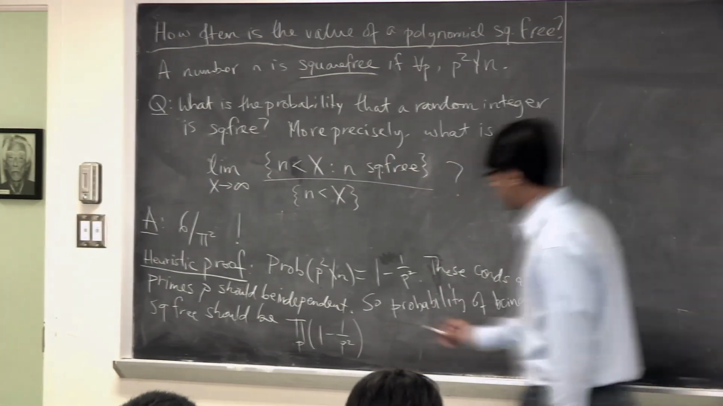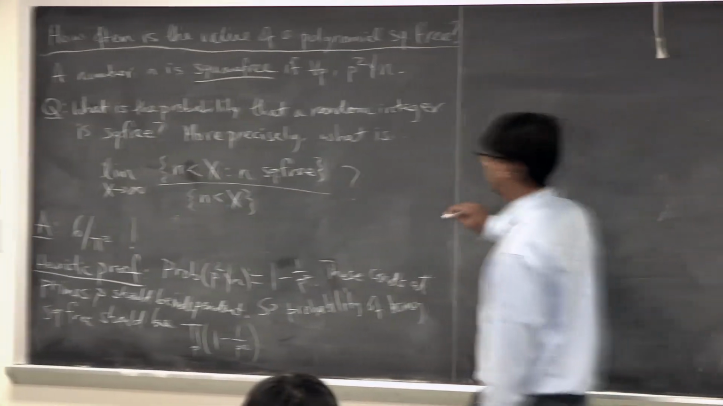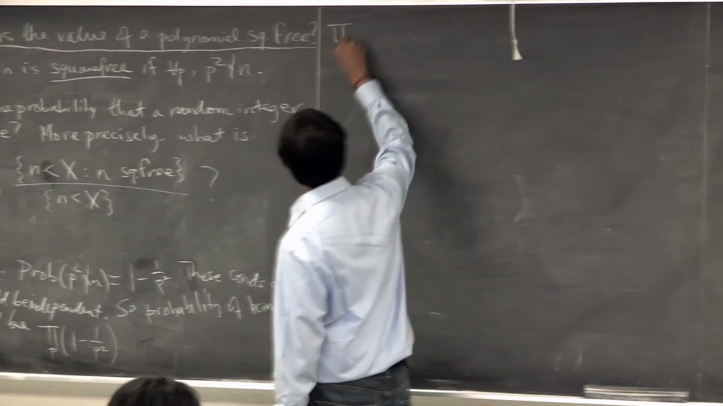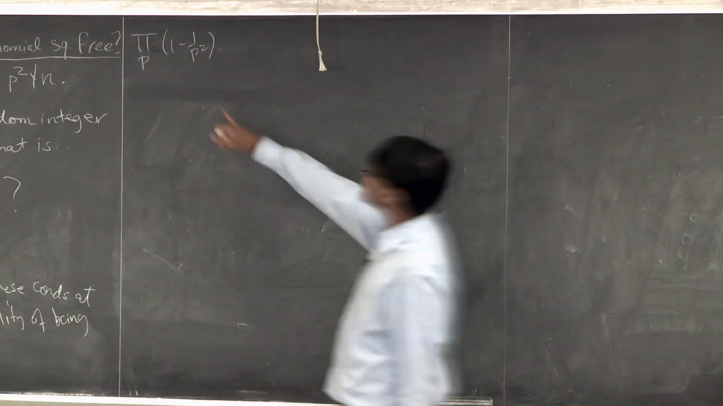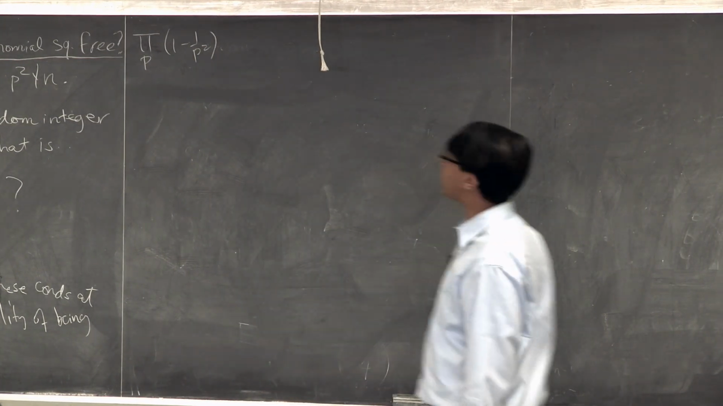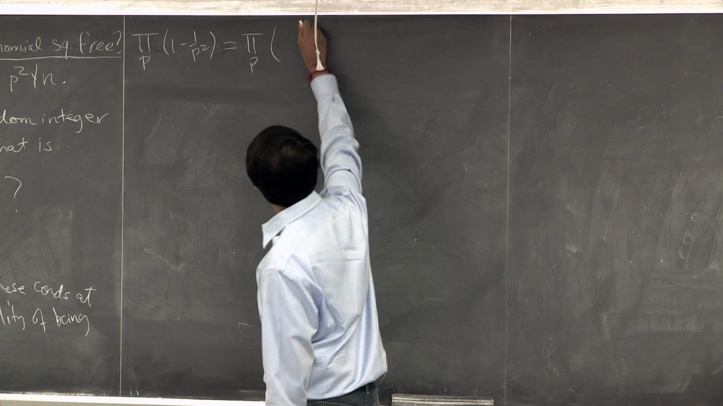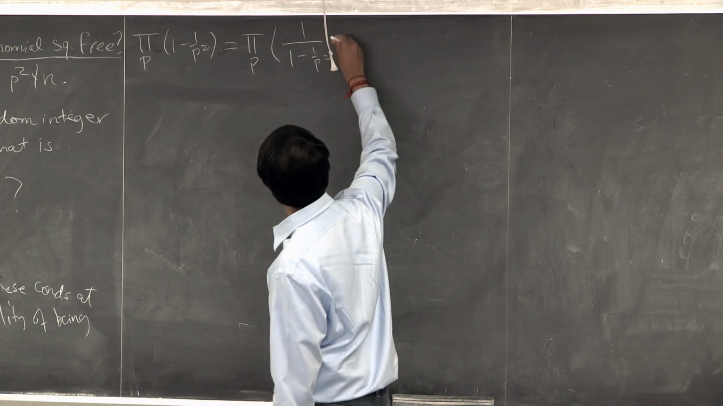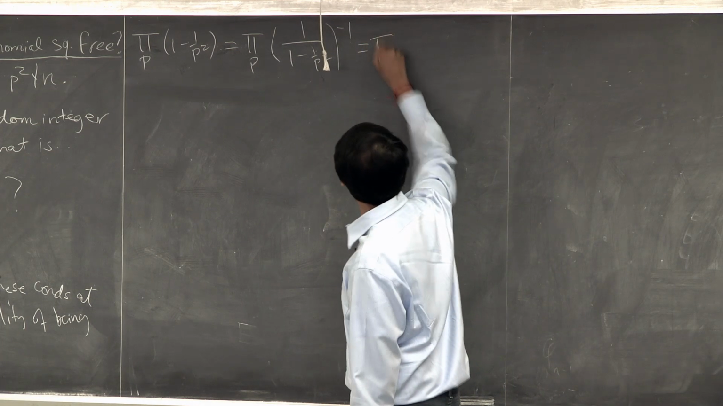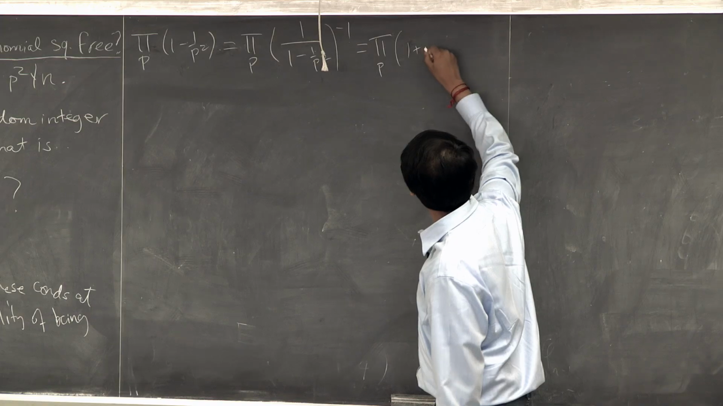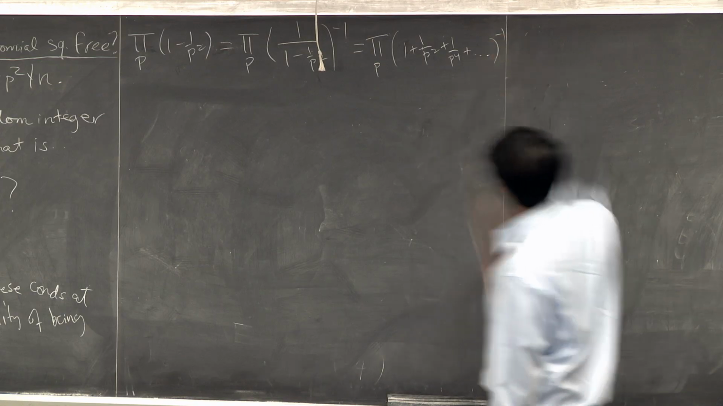And so how do you evaluate that? Well, product over all p of 1 minus 1 over p squared, that should be the probability that you're square-free, because each one is telling you the probability of being square-free at that prime. And then all the primes are independent. And to evaluate this, well, you can think of this as being 1 minus 1 over p squared inverse. And then this is the formula for an infinite series. So we can write this as 1 plus 1 over p squared plus 1 over p to the 4th plus dot, dot, dot, all inverse.